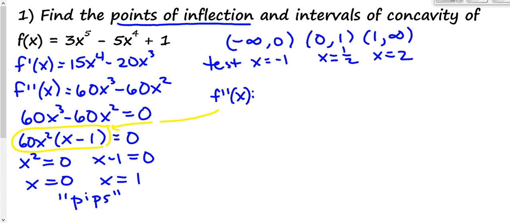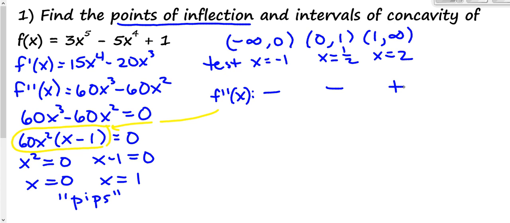Okay, so let's take negative 1. 60 times negative 1 squared. So negative 1 squared is positive, times 60 is positive, times negative 1 minus 1. Negative 1 minus 1 would be negative. Positive times negative is negative. Second derivative is negative on that interval. Now let's take 1/2. 1/2 squared is positive, times 60 is positive. 1/2 minus 1 is negative. Positive times negative is negative. Now let's take 2. 2 squared is positive, times 60 is positive. 2 minus 1 is positive. Positive times positive is positive.